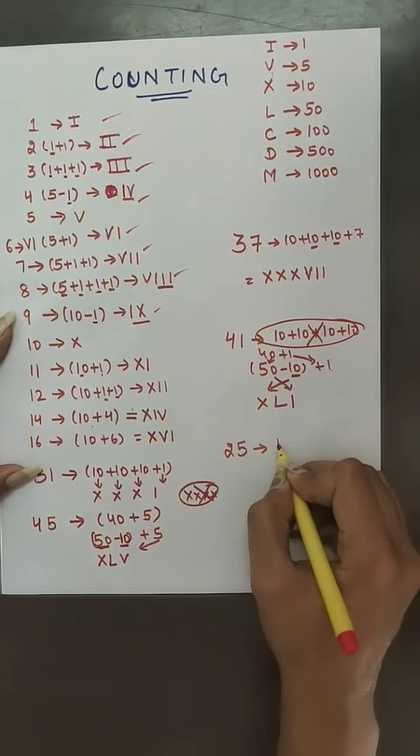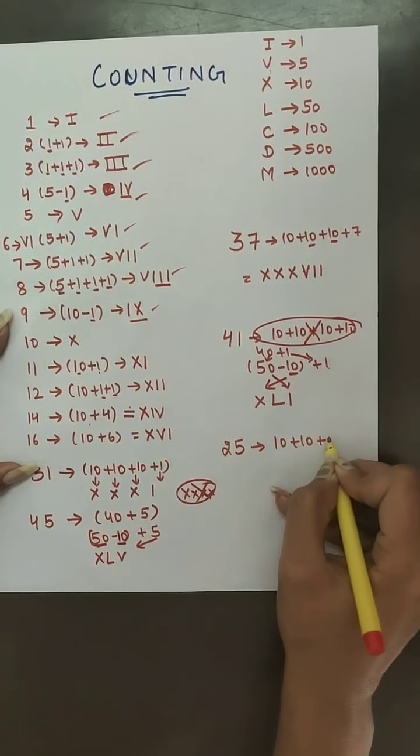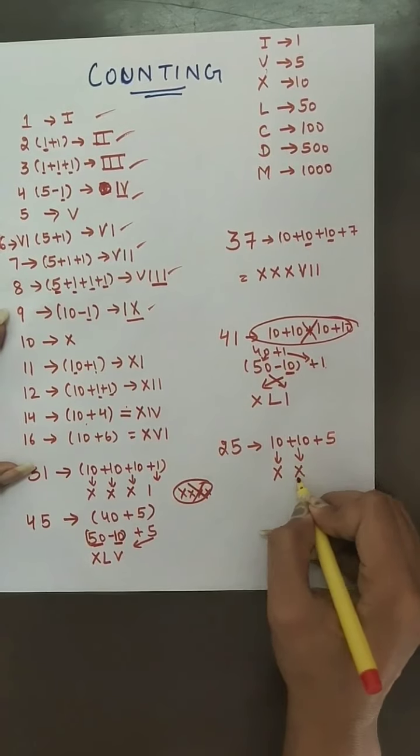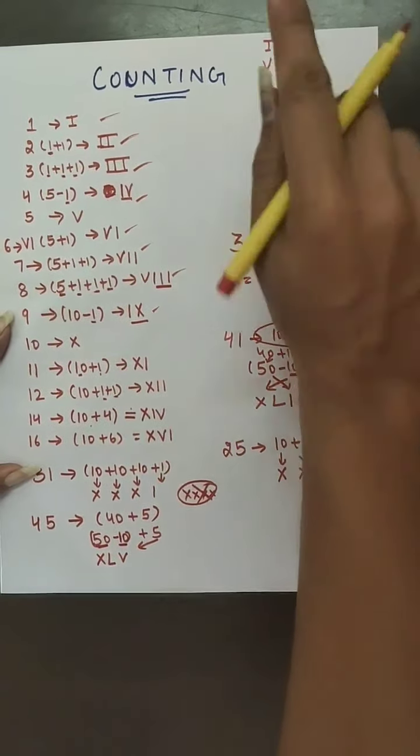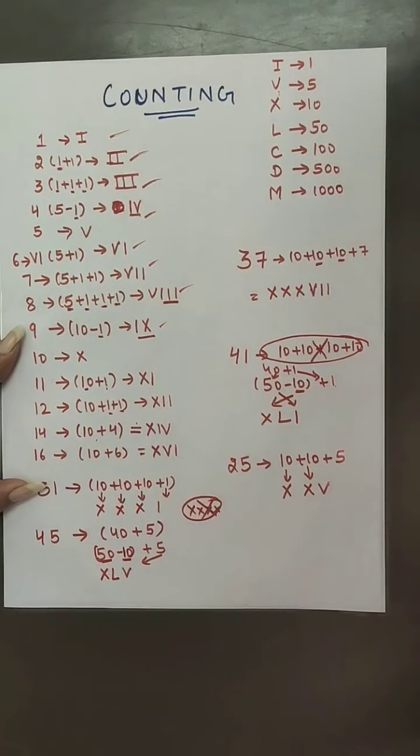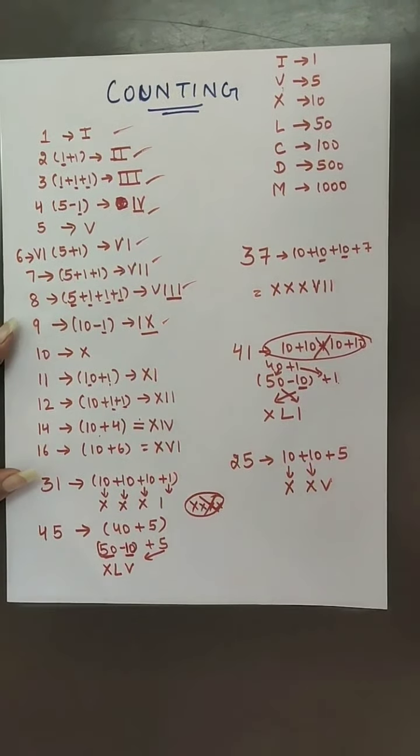Next another number I can take, 25. Means I'll write it as 10 plus 10 plus 5. For this 10 X, this also X, and for 5 what do we have? V. Means XXV. Similarly you can write the counting for different Roman numerals. Thank you students.